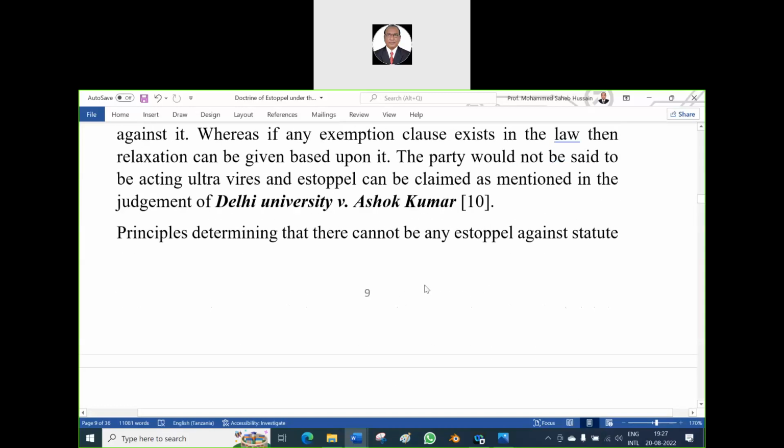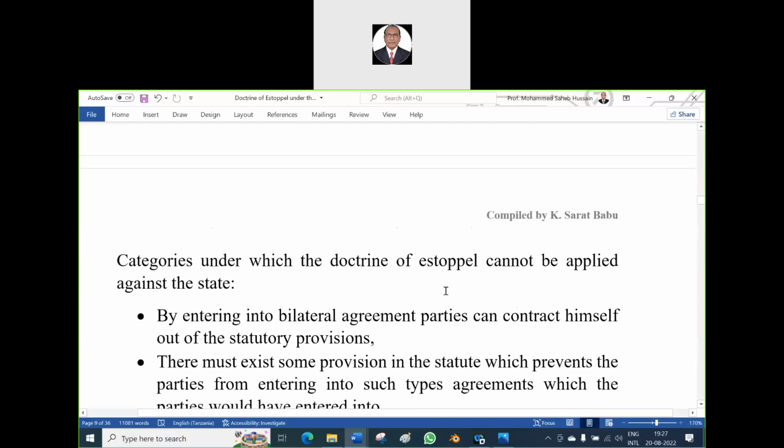No doubt at all. Earlier he may not be taxed, but later on he will be taxed when he comes within the purview of the taxable limits. So the principle here is that there cannot be any estoppel against the statute. The doctrine of estoppel cannot be applied against the state. The doctrine of estoppel cannot be against the statute, cannot be against public policy, and will apply only to the facts. Is it clear?